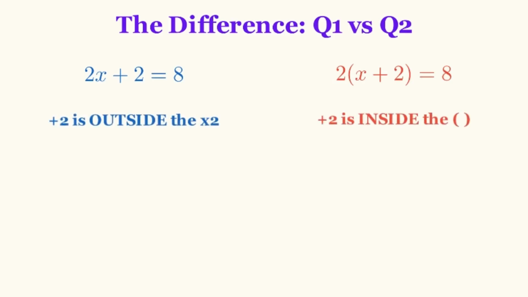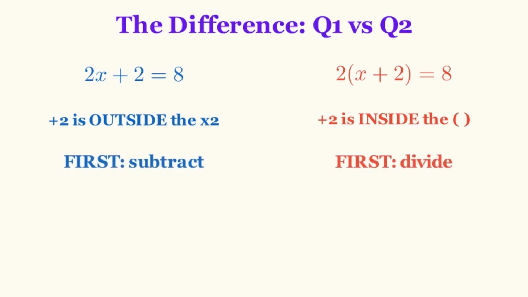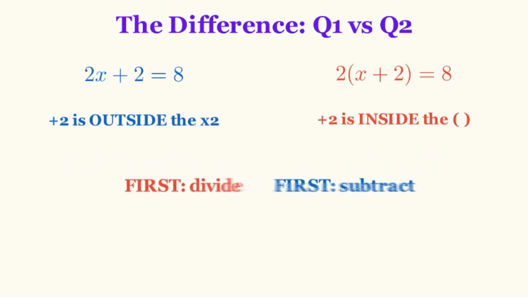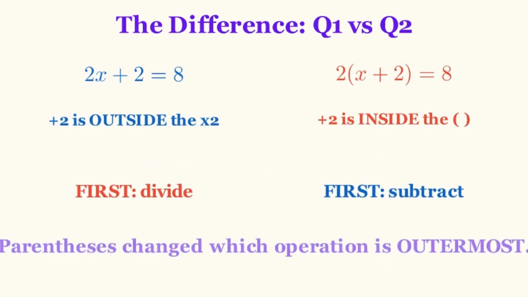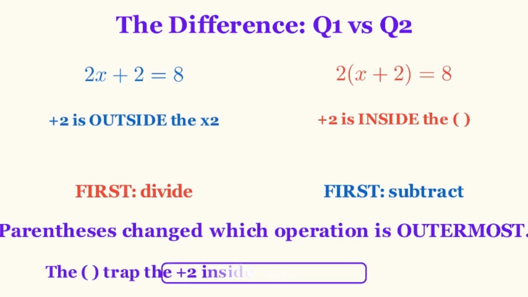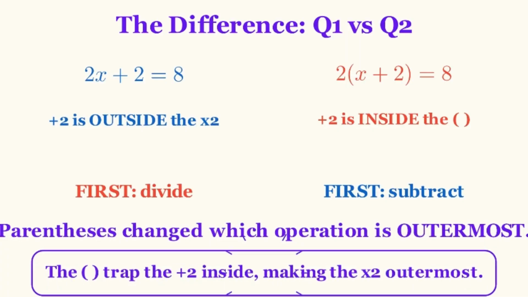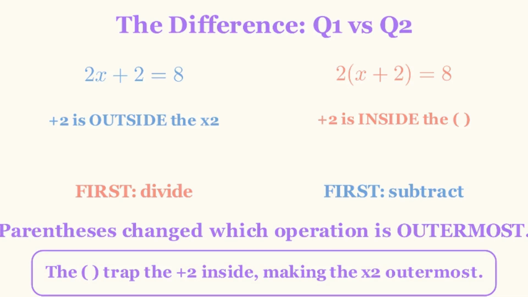So why the difference? In the first equation, the plus 2 sits outside the times 2, so we undo the plus 2 first. In the second, the plus 2 is trapped inside the parentheses, which makes the times 2 the outer layer, so we undo that first. Same numbers. Opposite first move. The parentheses flip the order completely.